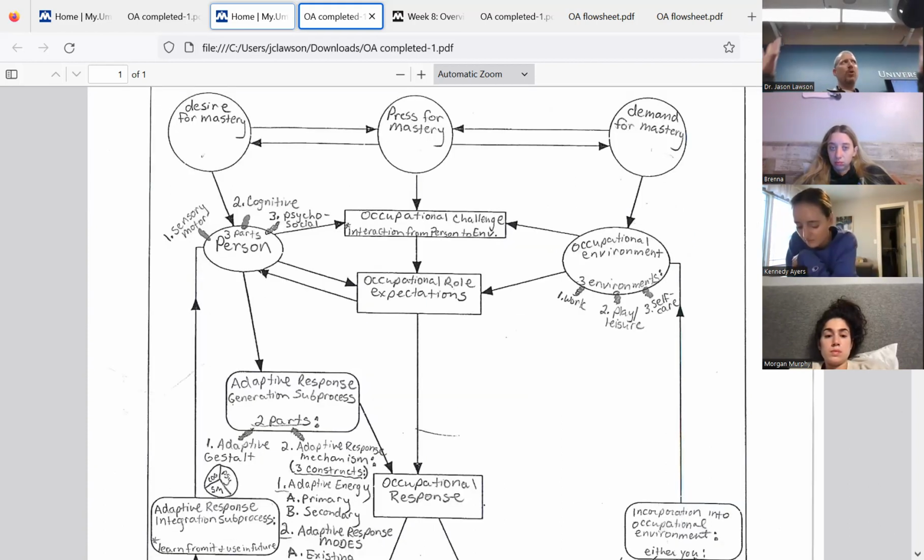So there are two processes going on here: the internal part of the person, and then the evaluation of the environment as well.